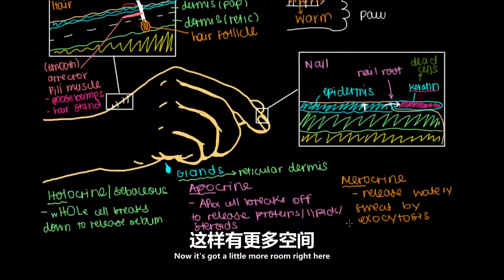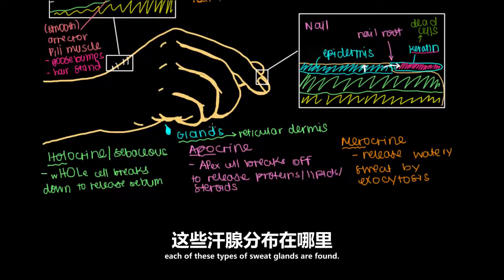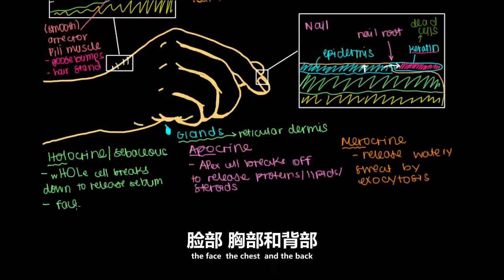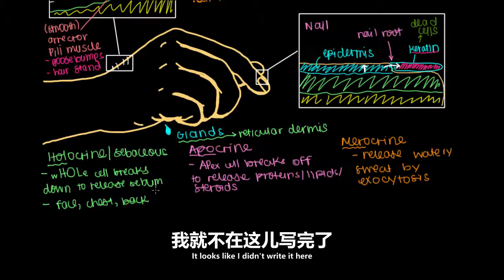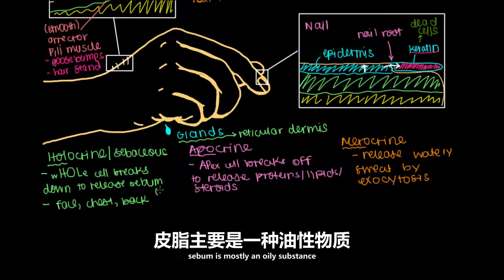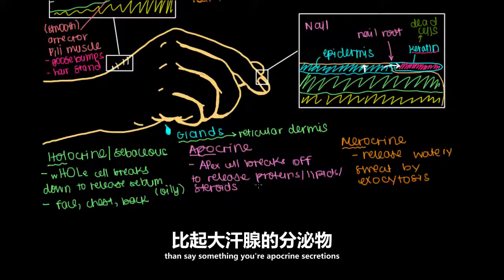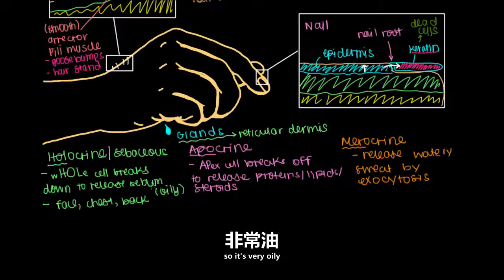Now let's get a little more room right here and talk about where each of these types of sweat glands are found. Holocrine sweat glands are found on the face, the chest, and the back. It looks like I didn't write it here, but I want to make sure you know that sebum is mostly an oily substance, so it's more lipid concentrated than, say, your apocrine secretion. It's very oily.